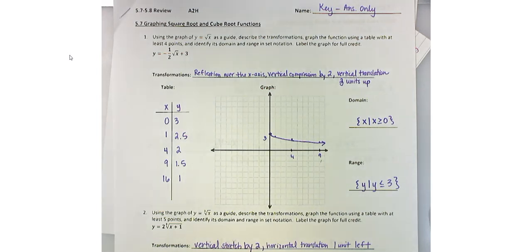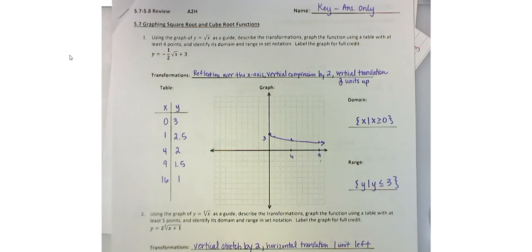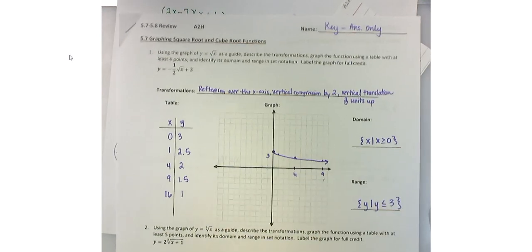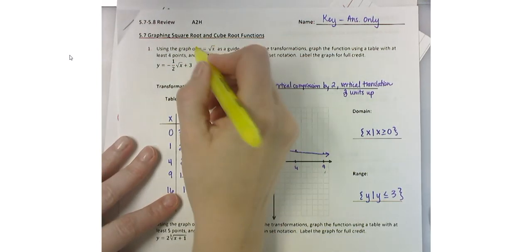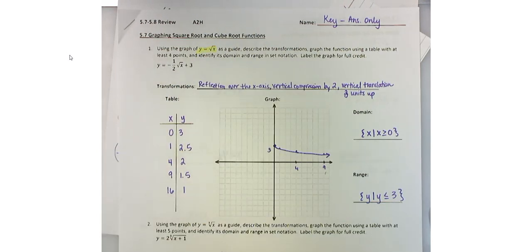Okay, so part of your test, you're going to have to graph, and then you'll have to describe the transformations and do your domain and range. So the first one is the square root function. You're using the parent function of the square root as your guide. And then you're describing the transformation, graphing the function, using a table, I said with at least 4 points, and then identifying the domain and range in set notation.